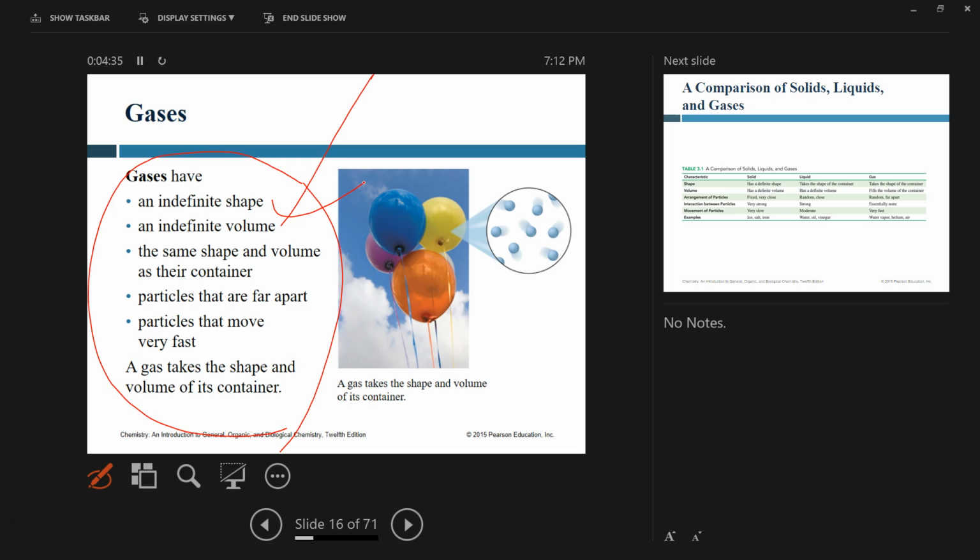Does that make sense? So they will occupy the volume that you provide for them. Does that make sense? They may occupy 1 liter, they may occupy 10 liters. All right? The density will be different. Particles in the gas are really far apart. Does that make sense? And particles in the gas move very fast.